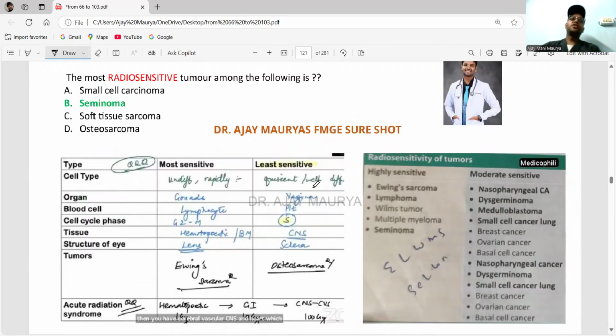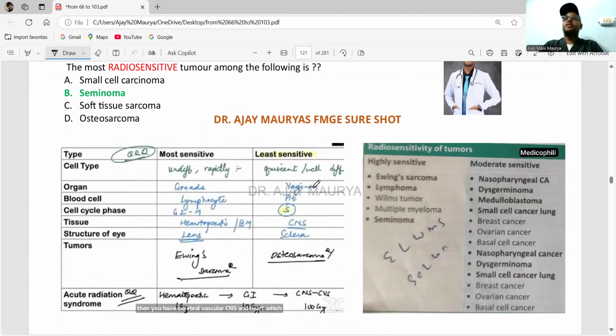See how they are going to ask you. First question: what is the most sensitive cell cycle phase? It is G2M, the G2 phase and M phase. The M phase is most sensitive. G2M is most sensitive, and the least sensitive is the S phase. Done. Next one is which tumor is the most sensitive?